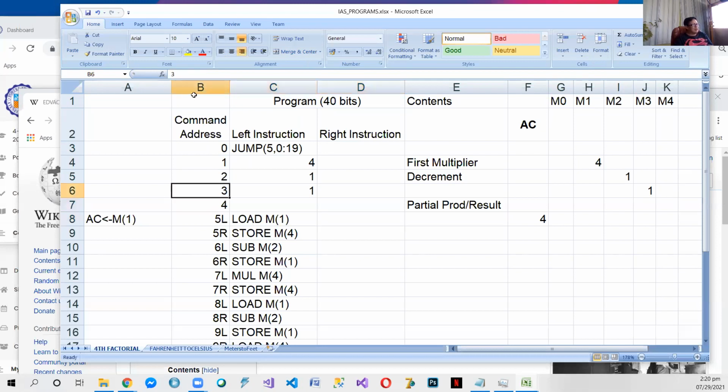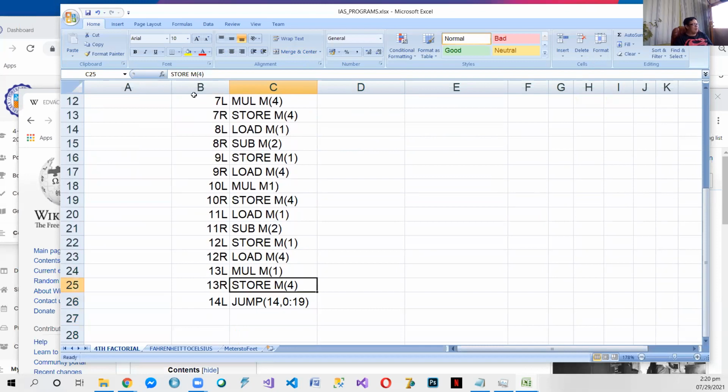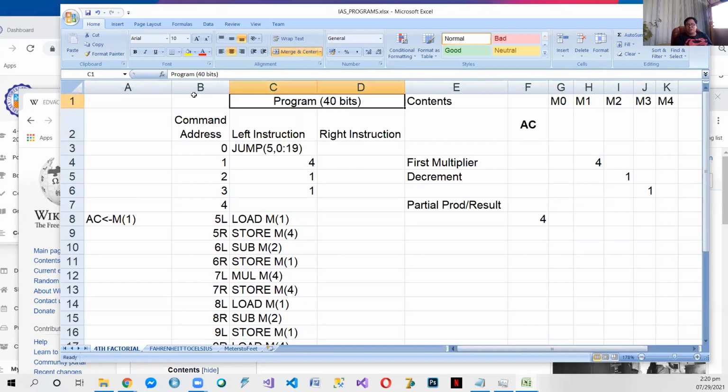Particularly the jump. So why do we have a jump 50 to 19? We say jump to the left. Okay? Meron tayong other jump dito. This is another jump, jump to the right. We'll have examples which will have jump to the right. It depends on the logic of the program. Okay?